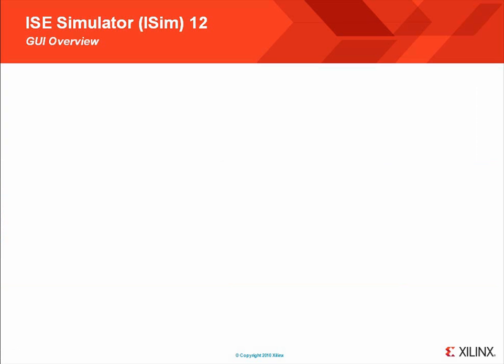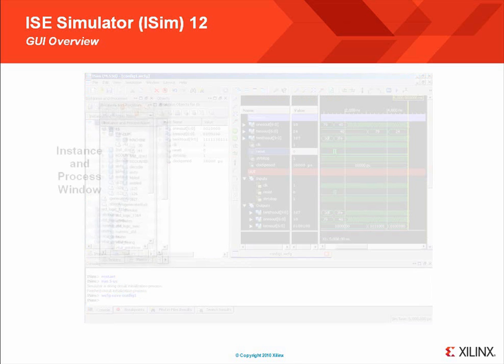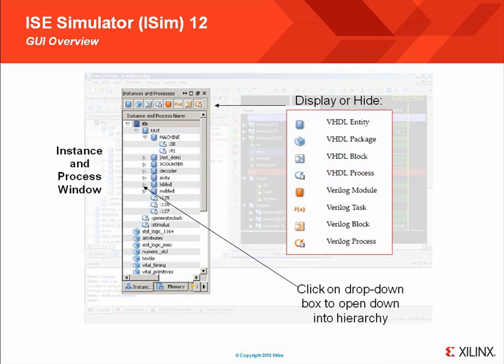Once the code has been compiled and the simulator executable is launched in interactive mode, you are presented with a new and enhanced ISim graphical user interface. The Instance and Process panel displays in a tree structure all the instantiated and elaborated entities or modules in your design. We can use the filter icons to show or hide different VHDL or Verilog types, such as VHDL packages or Verilog tasks. Furthermore, you can collapse or expand the tree hierarchy by clicking on each arrow.